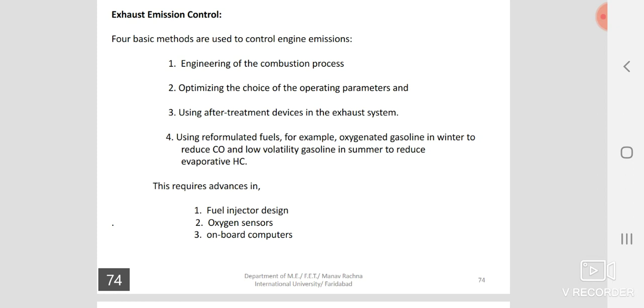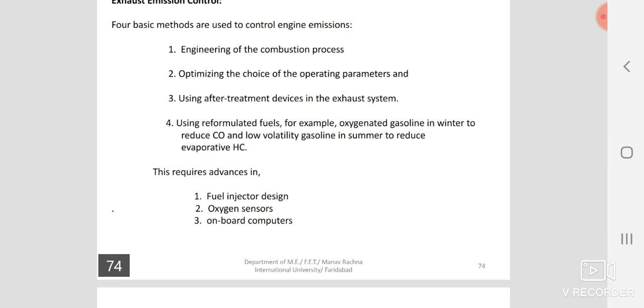Low volatility gasoline in summer to reduce evaporative hydrocarbon. Because of summer high temperature, the hydrocarbon or the fuel gets evaporated. The evaporated fuel gets mixed into the environment. We inhale the gas. That means we inhale the HC along with the oxygen of the air. Our health is affected. There are many other negative effects I have just told in the previous slide.